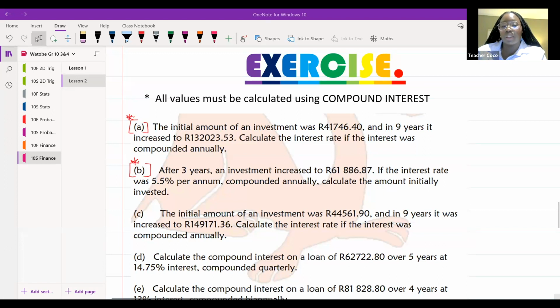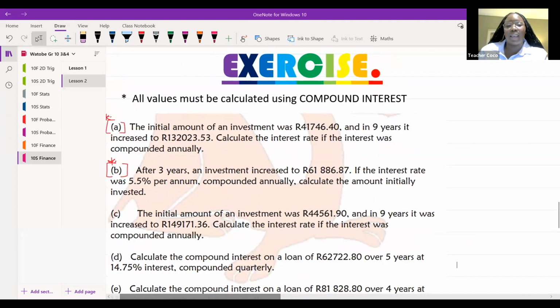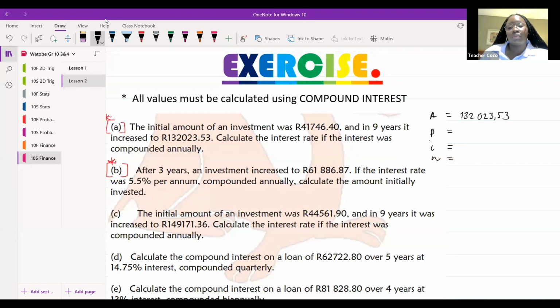We're going to start with our APIN. What is my A? What is my P? What is my I? And what is my N? Tell me, what is my A? A is 132,023. Good. And my P? It's 41,746,40. Good. What about my I? There's no I. Good, that's what we're looking for. And N? Is 9. Beautiful.